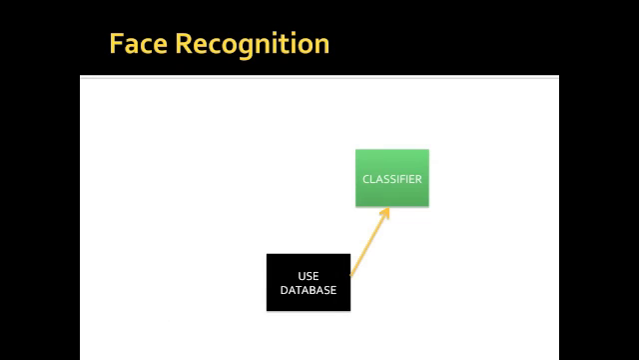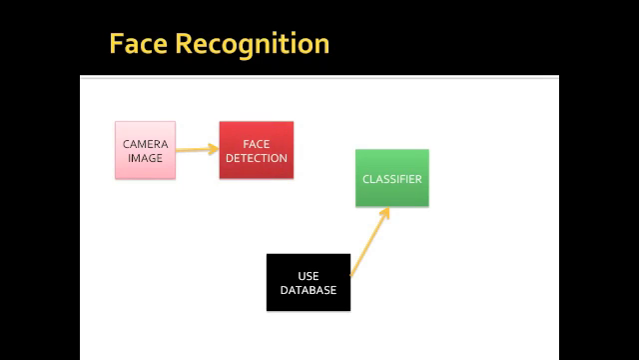Let's assume that we have a classifier that uses a database of images. We capture the camera image, and then you detect the face in the image, and then use this classifier to get the ID. So this is the main, very coarse face recognition model.